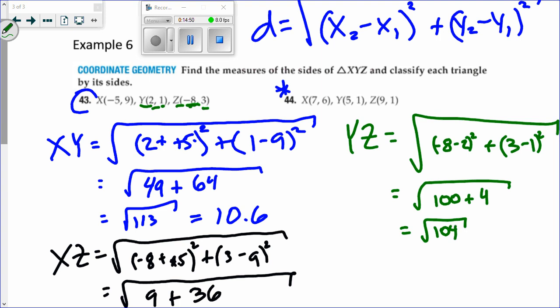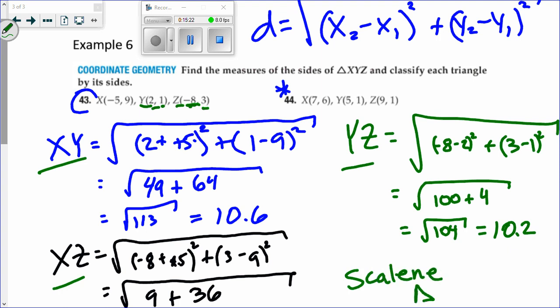We know that's not going to be equal to the square root of 113 or the square root of 45, but nonetheless, let's just take a look here. The square root of 104 is equal to 10.2, rounding to 1 decimal place there. So all 3 side lengths here, we've got XZ, we've got XY, and YZ. All 3 side lengths are different, so this would be a scalene triangle.